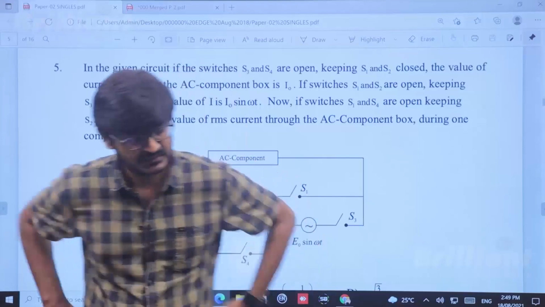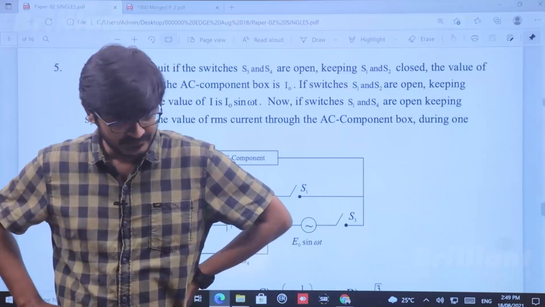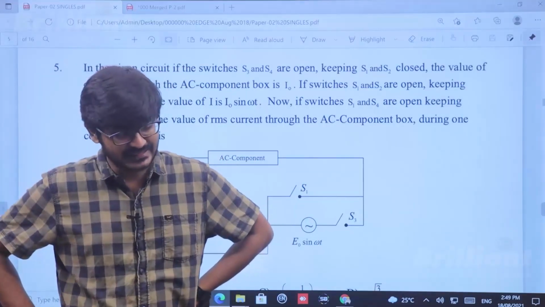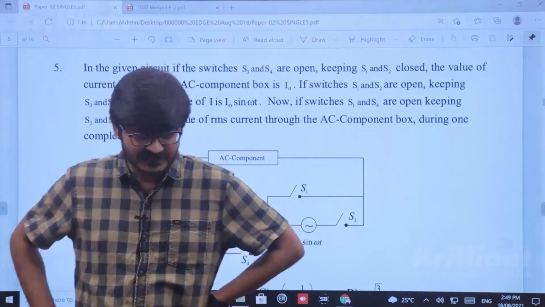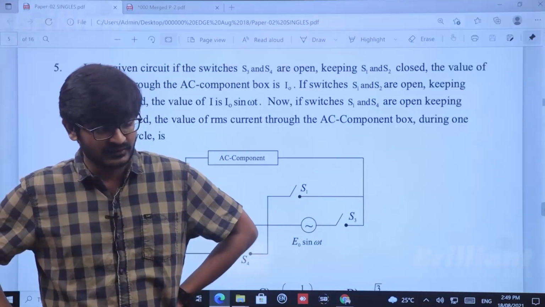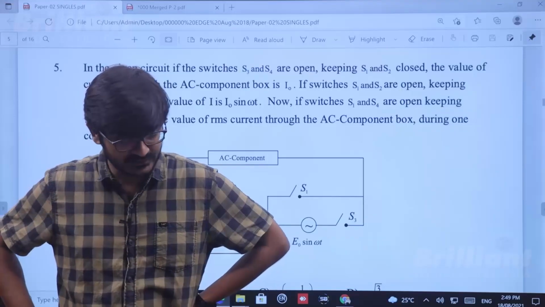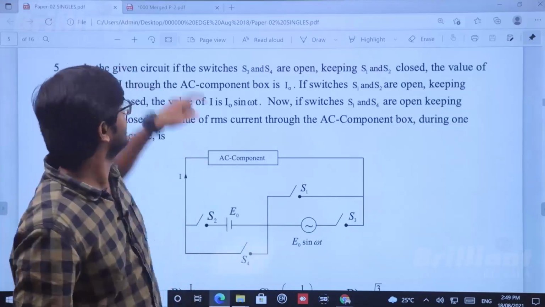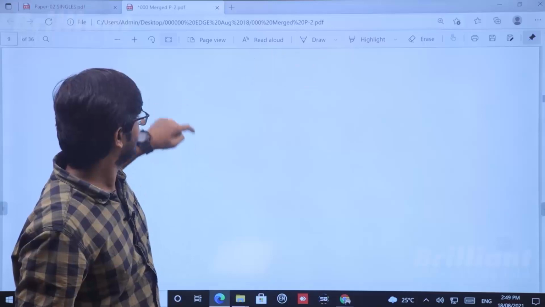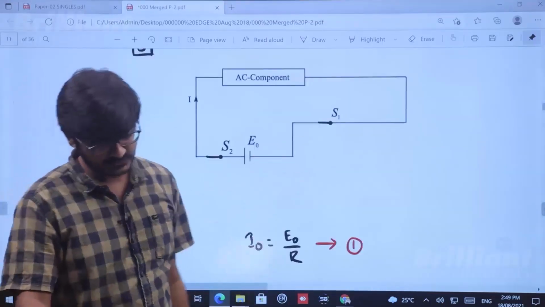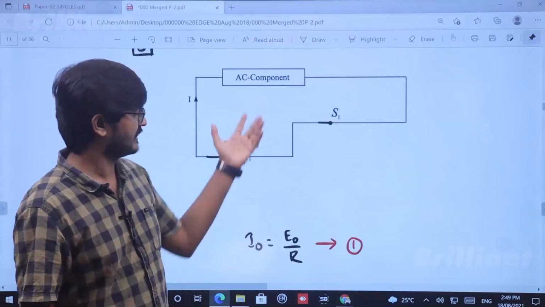Next question, you can pause and you can read the question. The question says, in the given circuit, if the switches S3 and S4 are open, keeping S1 and S2 closed, the value of current I through the AC component of the box is I0. That's the first case, right? So for the first case, the figure looks like S1 is closed and S2 is closed, remaining all are open. So the figure will look like this.